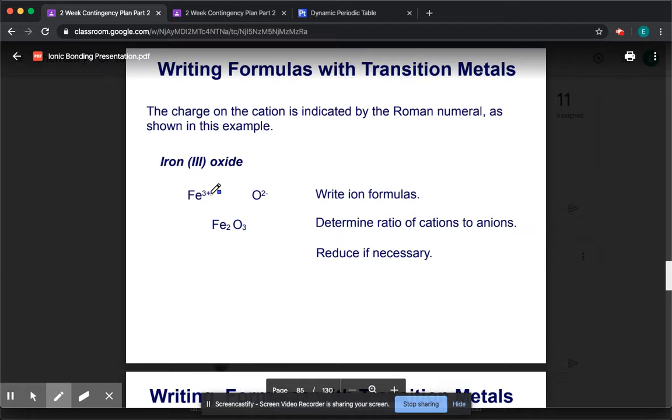Remember, you have two ways to do it. You have the cross method. The 2 goes with the iron, the 3 goes with the oxygen, and you end up with Fe2O3. Or you can do the addition method and just add up the numbers until you get to 0. So in this case, this is minus 2, this is plus 3. So right now, we're at plus 1.